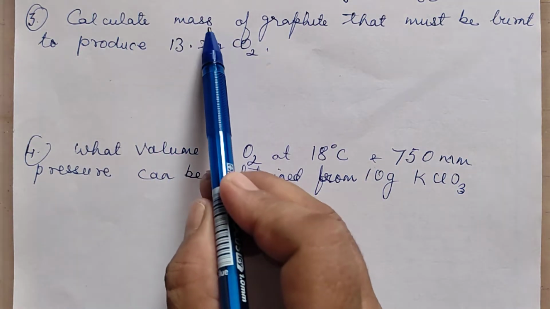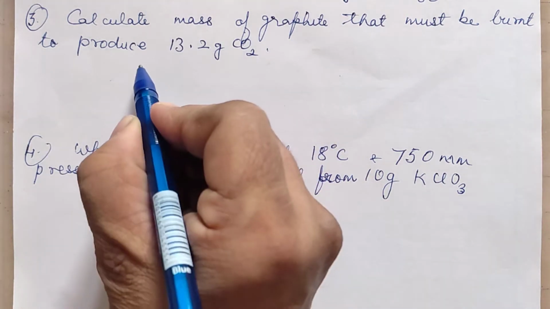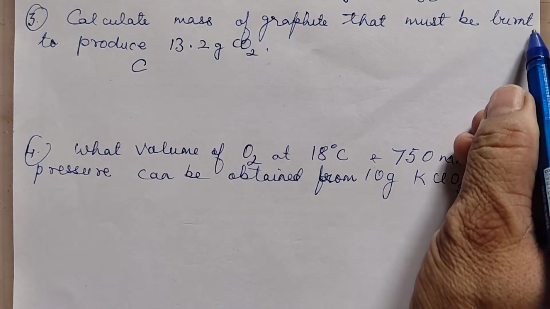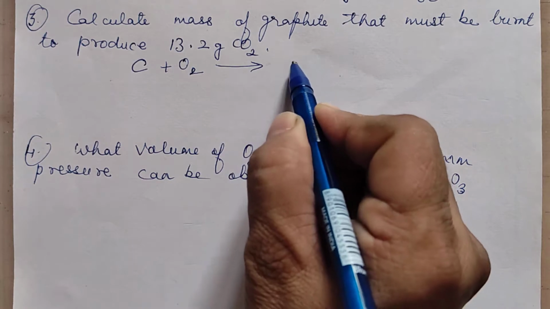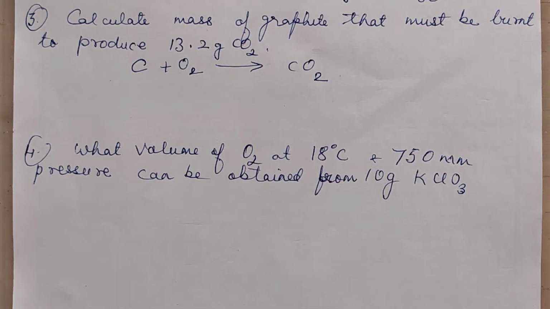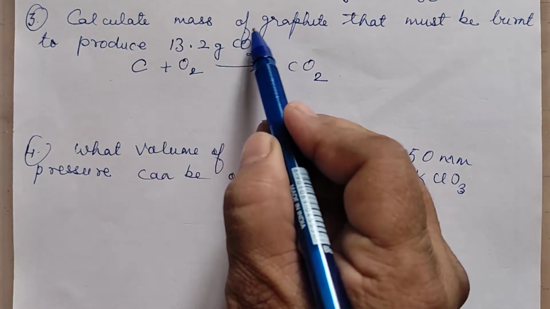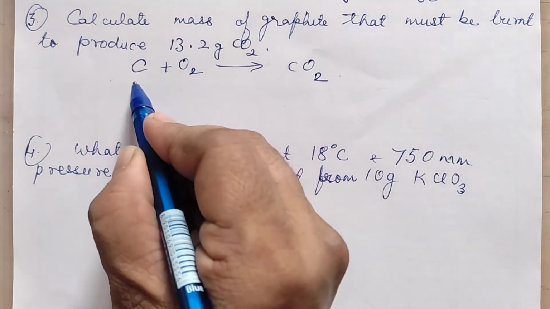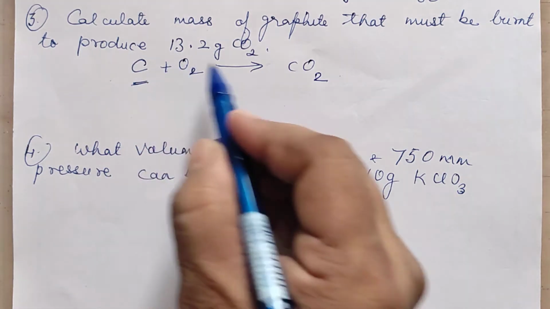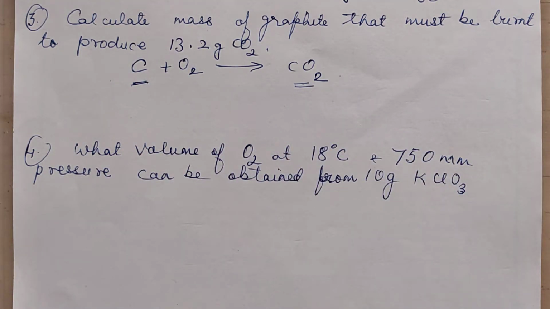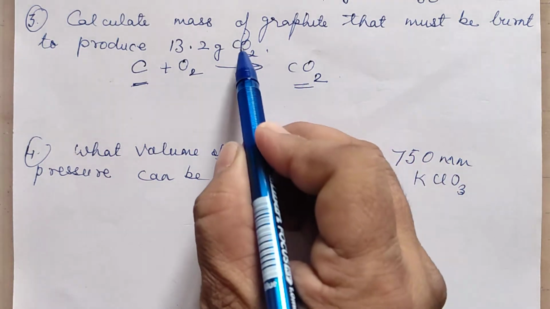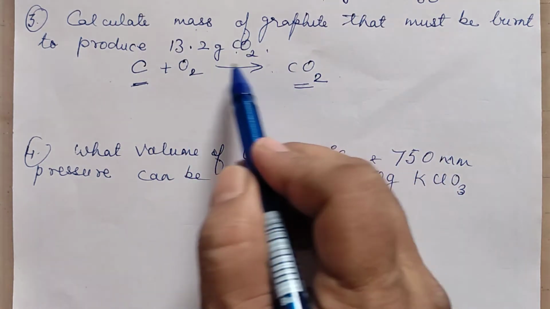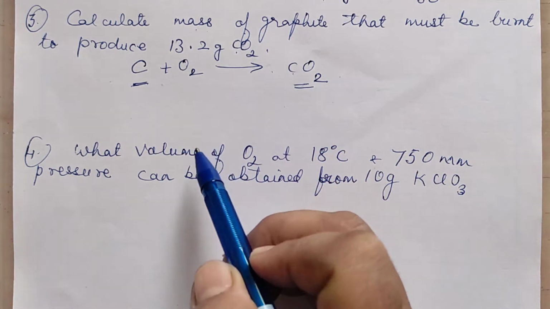It says calculate the mass of graphite. Graphite means carbon. That must be burnt to produce carbon dioxide. Burnt means it is made to react with oxygen and you are getting carbon dioxide. So this is our equation, right? So they are talking about what mass of graphite should be burned. Means they are talking about carbon and also carbon dioxide. So oxygen we don't have to bother about. So you will first write as per stoichiometric calculations. Now they are talking about grams for carbon dioxide and mass of this, means both mass. So it is basically talking about mass relation.